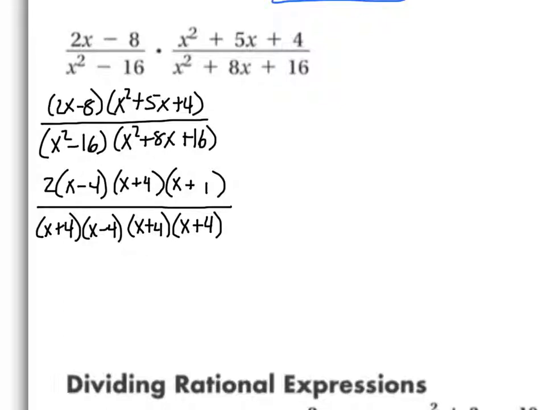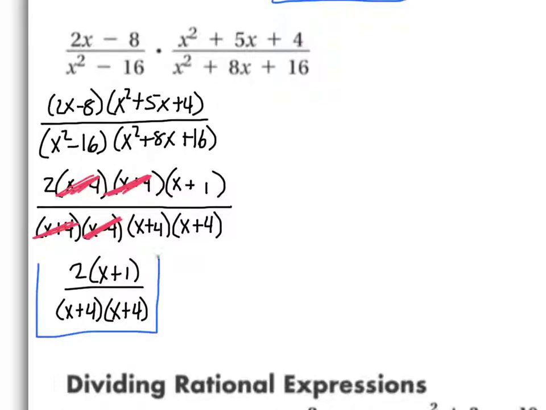So now we need to go through and simplify. Well, it looks like I got an x plus 4 on the top and bottom I can cancel. I've got an x minus 4 on the top and bottom I can cancel. And that's all we can do. Please remember, you cannot cancel two things that are both on the bottom or both on the top. It has to be one from the top with one from the bottom. Okay? So that means we are done here. We get 2 times x plus 1 over x plus 4 times x plus 4. That is our answer.